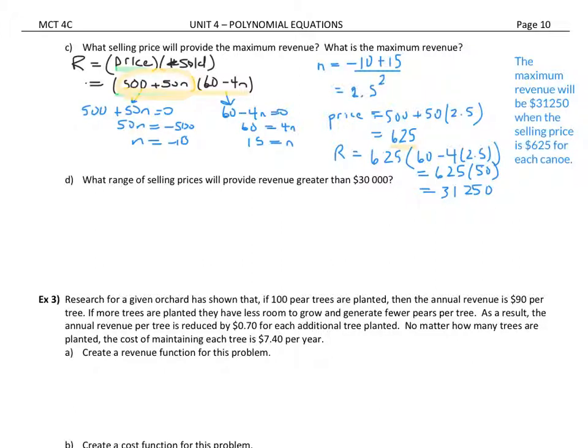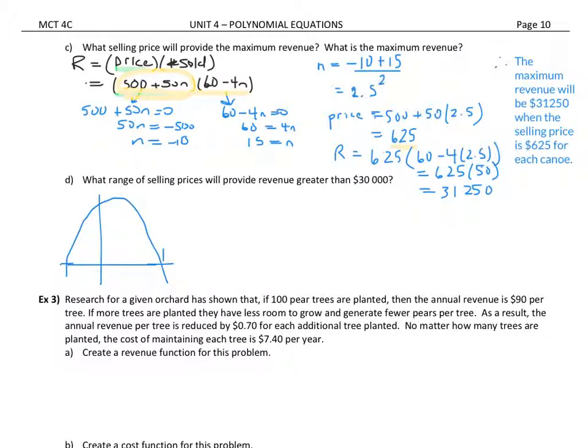So I've just put a little final statement in here. I've squished it in the side here because I don't have enough room below. All right, what range of selling prices will provide a revenue greater than 30,000? So what we're really looking at is the fact that our parabola is an opening down parabola. We had figured out on the previous video what we have here.